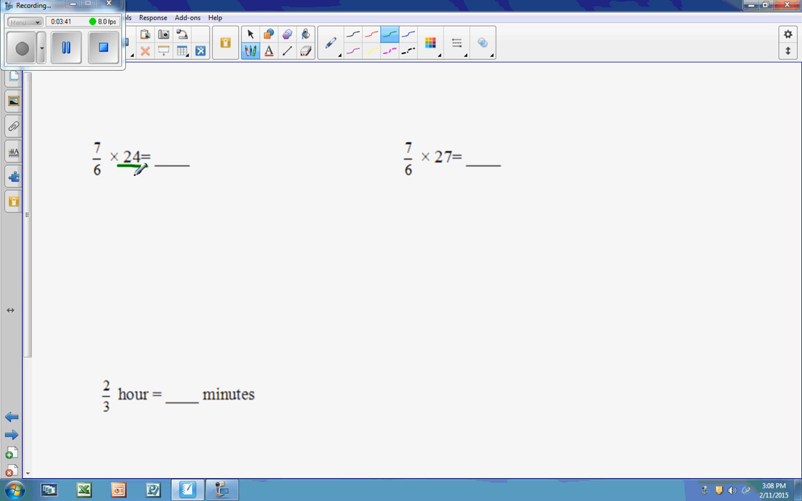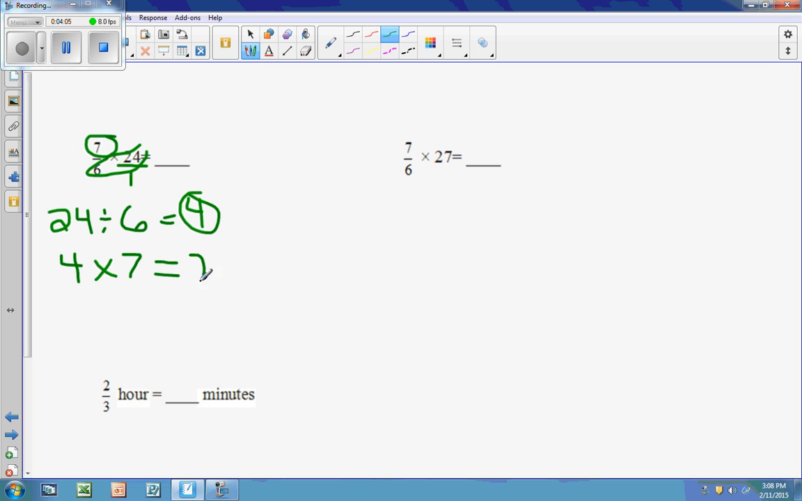Next, right here, over 1 again. Now our numbers are big. So do I want to do this over such a big number? Maybe I don't want to do it that way. Maybe I want to take my 24 divided by 6. That was this piece that we did before when we were drawing pictures, and that was 4. Take my answer here of 4 and multiply it times my numerator, which was 7, and that would give me 28.